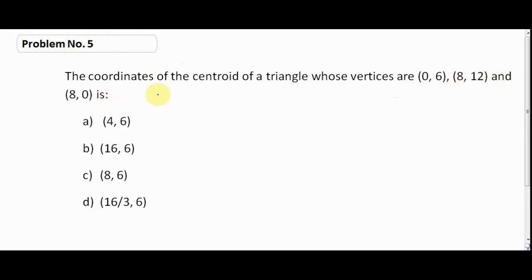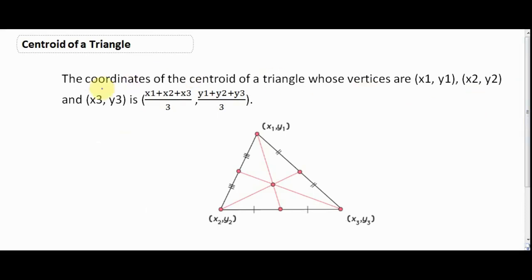We are asked to calculate the coordinates of the centroid of the triangle with vertices (0, 6), (8, 12) and (8, 0). Okay, so let's see what the centroid of a triangle is. The centroid is one point at the middle of the triangle where the medians meet. A triangle will have 3 medians.